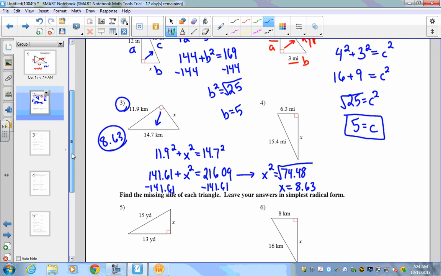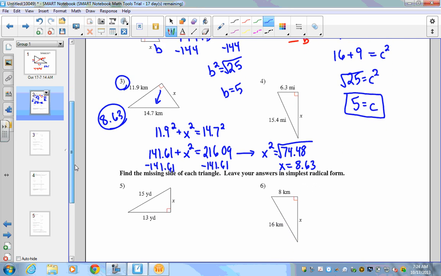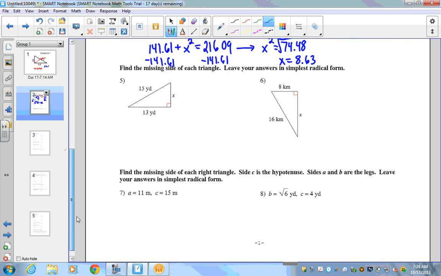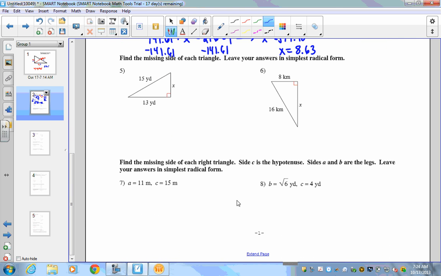Now, as we're moving on, you can do problem number 4 on your own. You can do problem number 5 and 6 on your own. Now, problem 7 and 8, it's basically a right triangle question, except they just didn't draw the triangle. So in this case, notice you have an A, you have a C, but you don't have a B. So it'll be a squared plus b squared again is equal to c squared. That gives me 11 squared plus b squared equals 15 squared. And you guys can solve for that on your own.